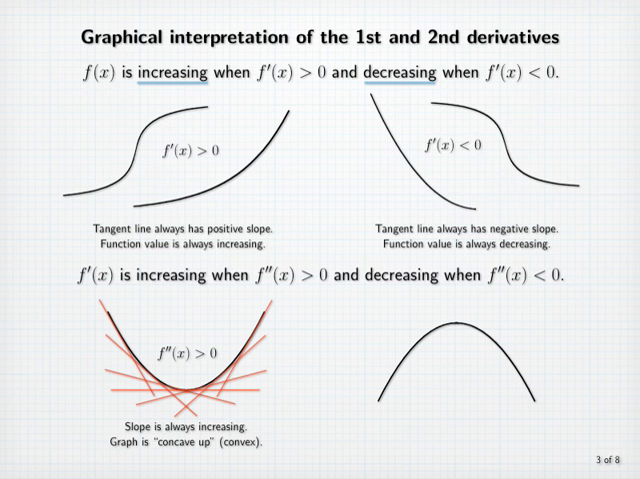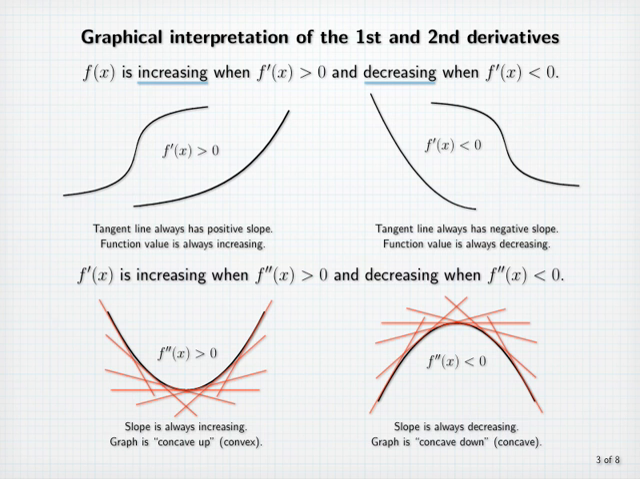Let's look at the opposite situation. Near the left endpoint of the interval, the slope is positive and fairly large. As we move from left to right, that positive slope decreases, eventually becomes 0, and continues to decrease, becoming negative, and continues to decrease as the curve gets steeper with negative slope. So here f double prime of x is always negative, corresponding to an always decreasing slope, and a graph that is said to be concave down, or simply concave.